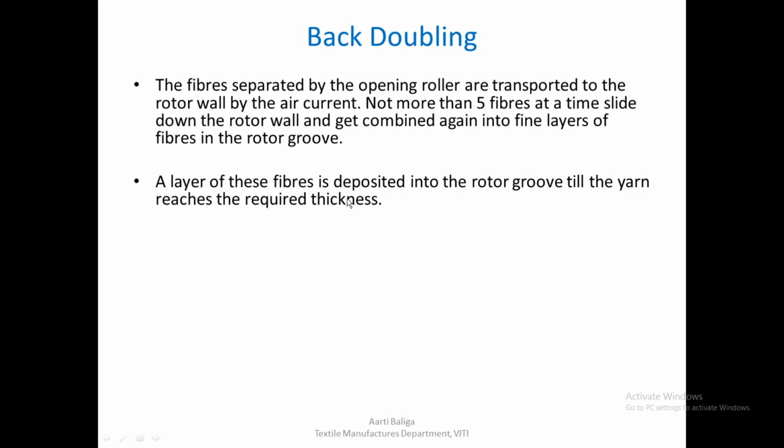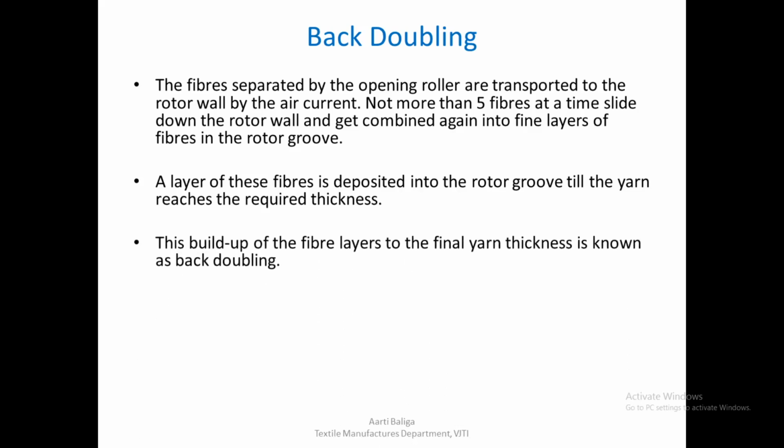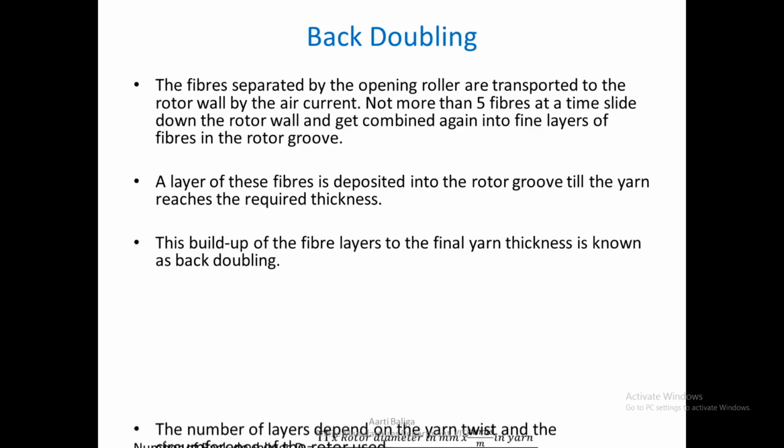A layer of these fibers is deposited into the rotor groove till the yarn reaches the required thickness. So these fibers, whatever is being guided into the rotor groove, keep on depositing themselves layer upon layer, and then once they reach the yarn thickness, they are taken out. The buildup of the fiber layers into the final yarn thickness is known as back doubling. So this buildup, the number of layers that are being laid till the final yarn thickness is reached, this particular phenomenon is known as back doubling.